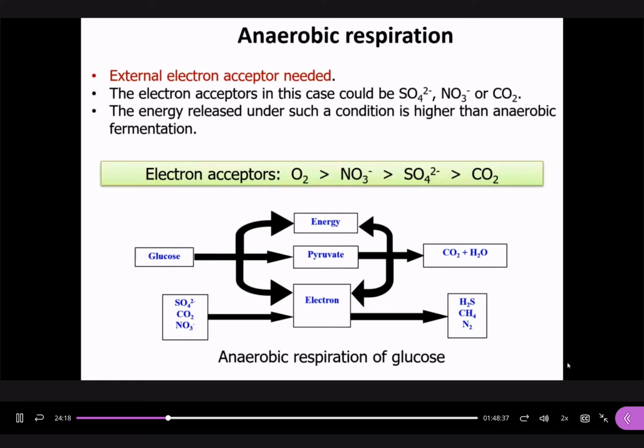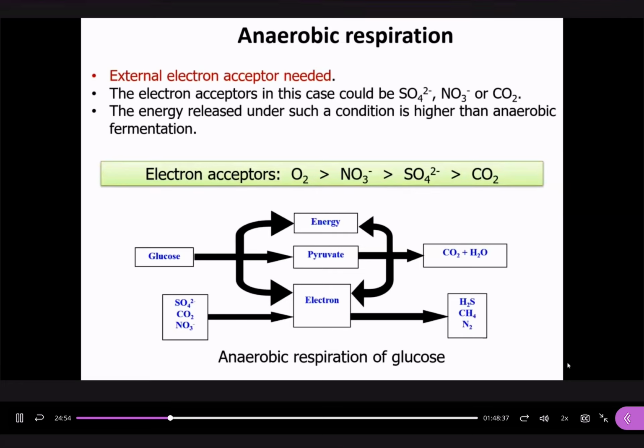This is the same example of glucose, but the process is anaerobic respiration. So we started with glucose, and we still have an intermediate, pyruvate. Glucose has 6 carbons. Pyruvate, if I remember correctly, should be 3. You have 3 carbons, so it's a smaller molecule. And look at the electrons. So they do not go to pyruvate.